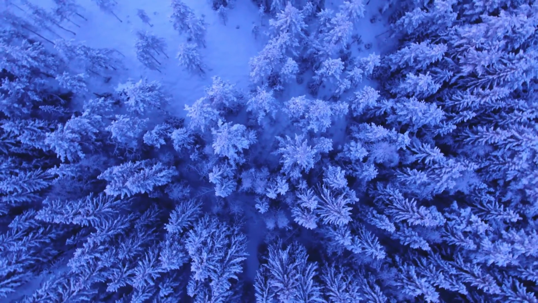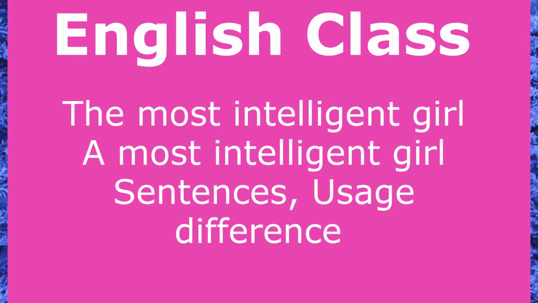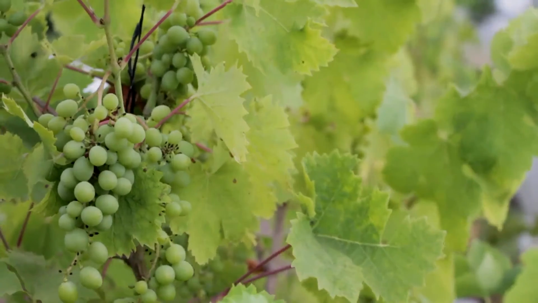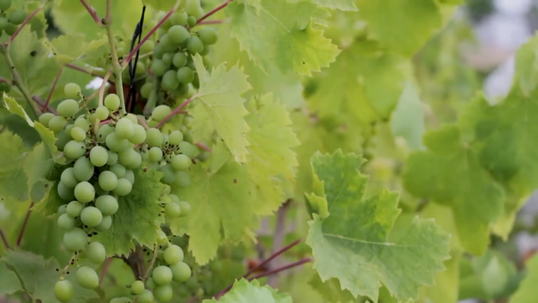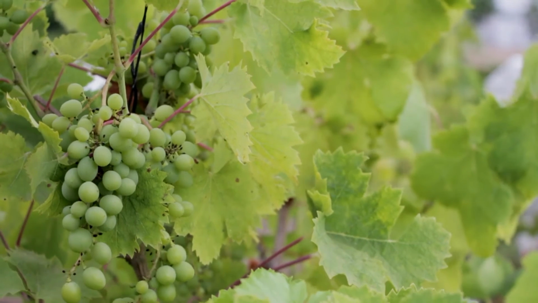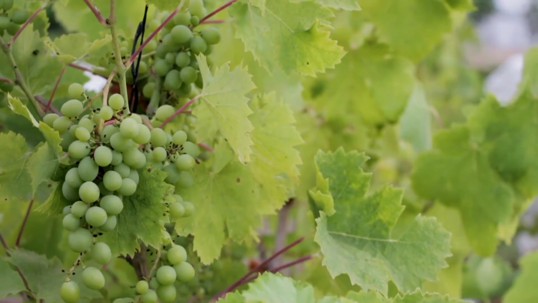You should know the difference. Sometimes while speaking or writing, we commit this mistake. How to avoid that? You can avoid it when you understand the difference. A most means very. A most is not the superlative degree. It means very, like very beautiful. Mary is a most intelligent girl means she is very intelligent.